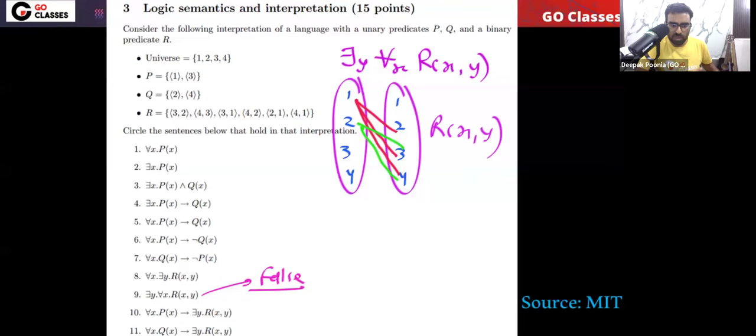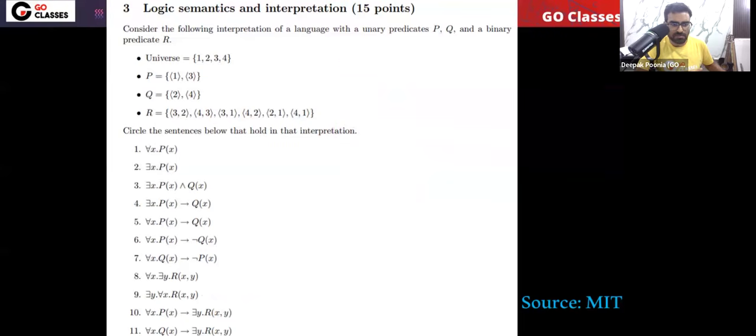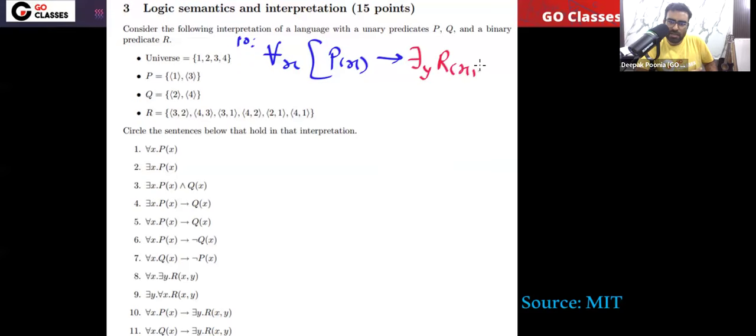Now let's see the next one. What about the 10th one? The 10th statement is: for all x, P(x) implies there exists y, R(x, y). Basically it says that for every element in the domain, if P is true, then there is some y such that R(x, y) will be true.